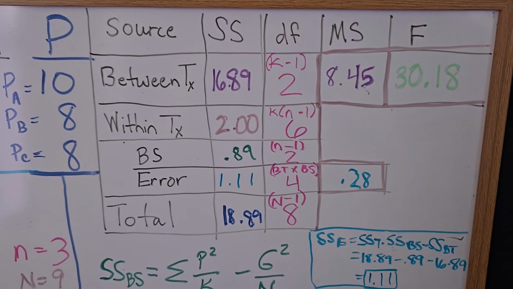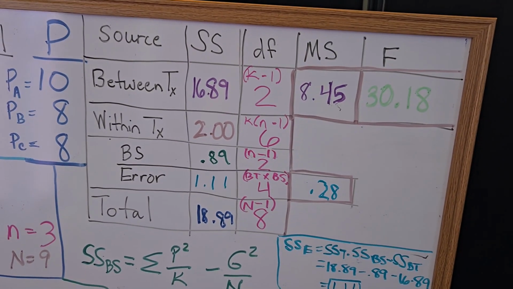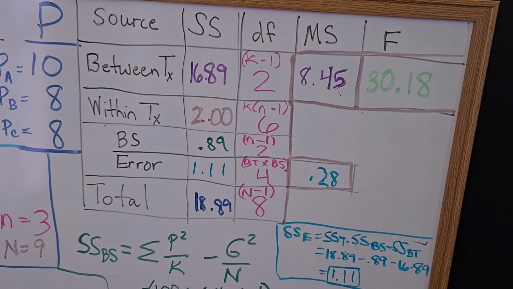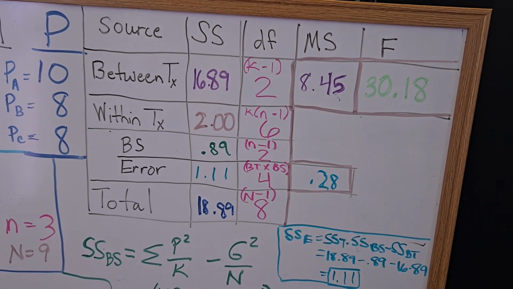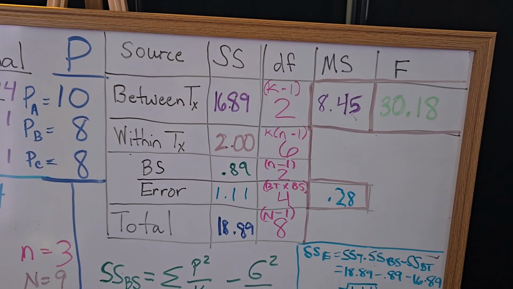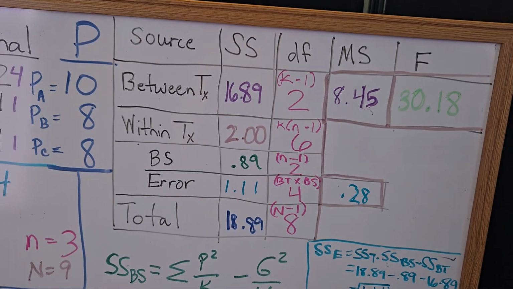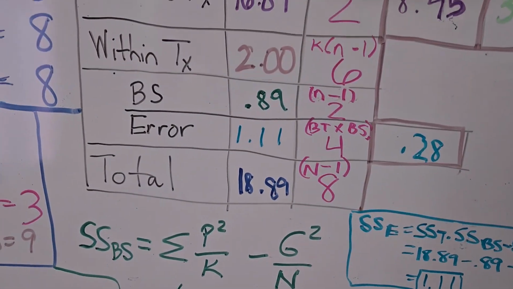Before we look at our F distribution table, we do need to know some information. First of all, we need to know our alpha level. I've said that we're going to use 0.05 as our alpha level. We also need to know our degrees of freedom. In particular, we need to know degrees of freedom between treatments and error, so 2 and 4. We need to remember 2 is for our numerator.